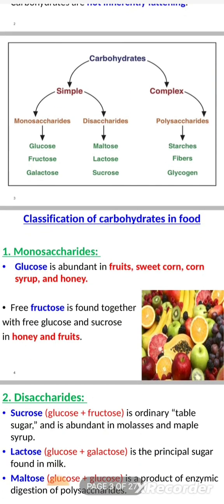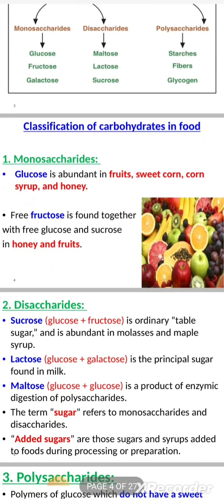Carbohydrate classification of the food, divided, as I told you, the monosaccharides. This is an example for monosaccharides: glucose, abundant in fruit, sweet corn, syrups, and honey. Glucose is abundant generally in fruit, while fructose is found together with glucose as in honey and fruits.